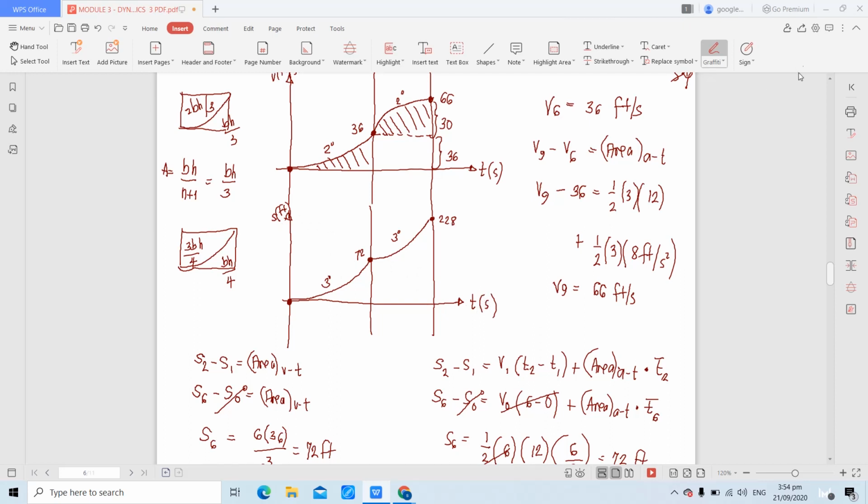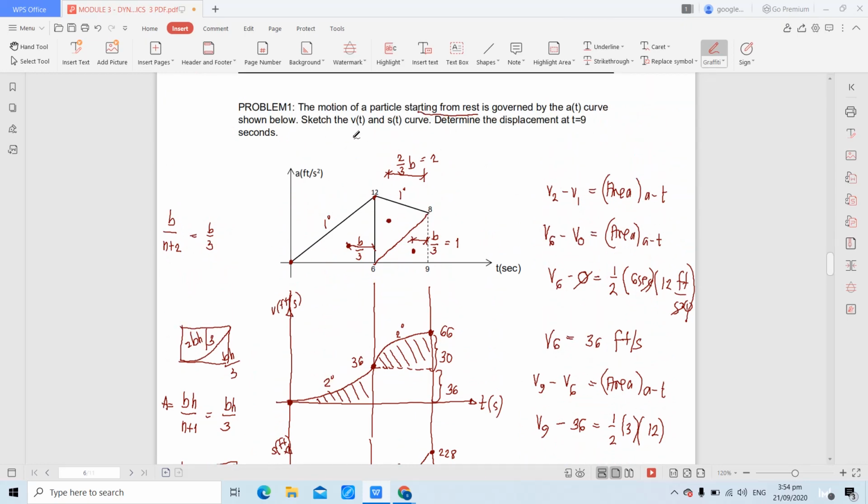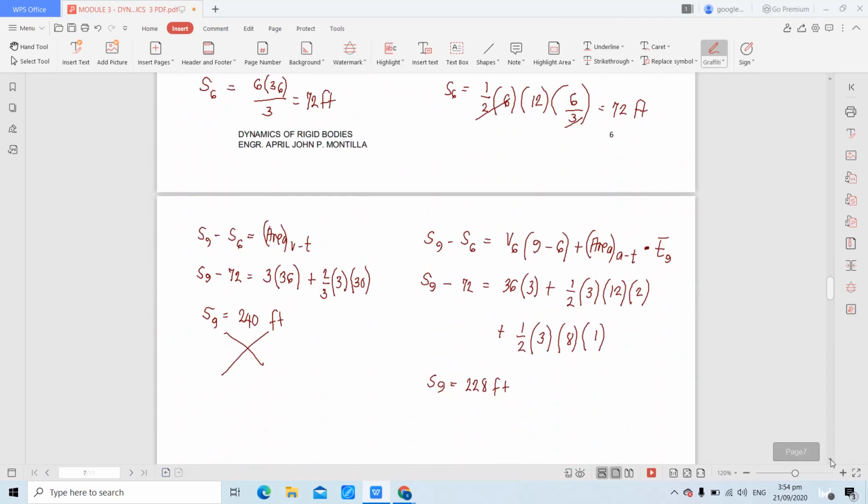So we have answered our problem. And then the last requirement, okay, that's fine. Displacement at t equal to 9 seconds, or S9, the answer will be 228 feet. Questions, guys?